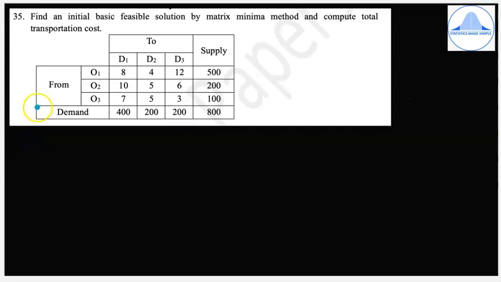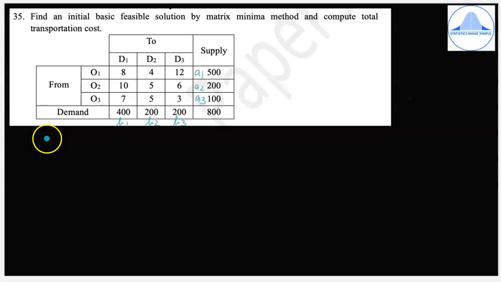35th question. Find an initial basic feasible solution by matrix minima method and compute the total transportation cost. So 3 origins and 3 destinations are given. Supplies are nothing but the availabilities, which I'll mark as A1, A2 and A3. Similarly, the demands are the requirements, that is B1, B2 and B3. So we observe that summation Ai is equal to summation Bj is equal to 800. So it is a balanced transportation problem.